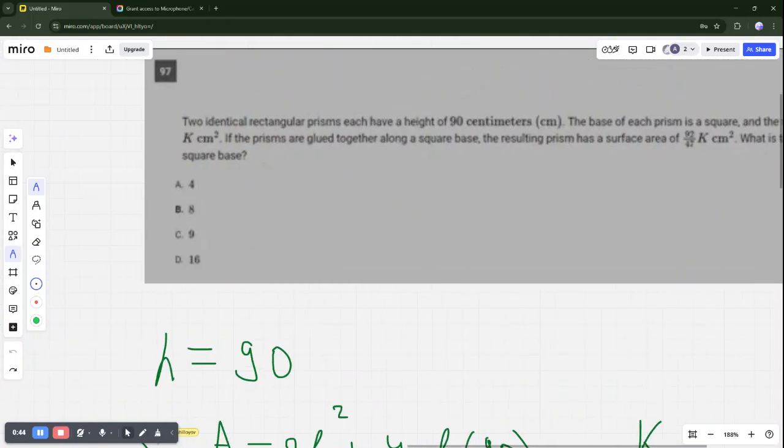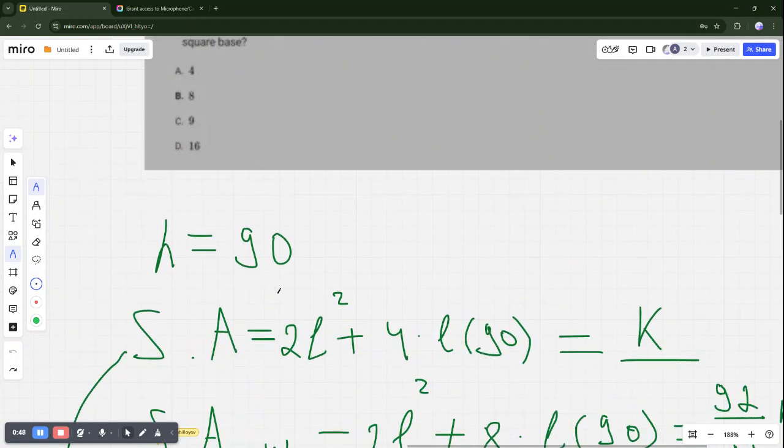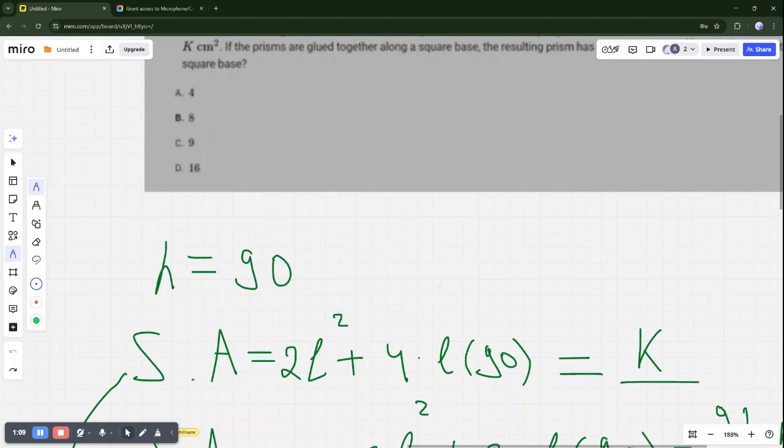So the surface area of a rectangular prism with a square base is going to be 2 multiplied by the area of a base, which is L squared. So it will be 2L to the power of 2. Then we are adding the four sides, right? The area of a side is going to be L multiplied by 90. Now you have four of such sides, so it's going to be 4 multiplied by 90 multiplied by L. That's going to be equal to k.